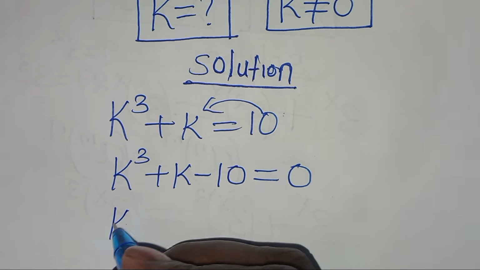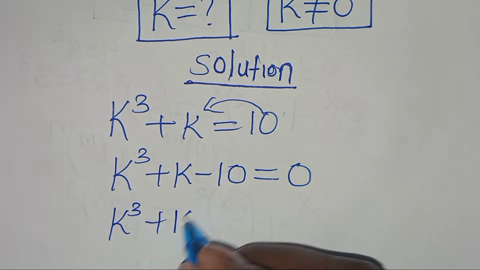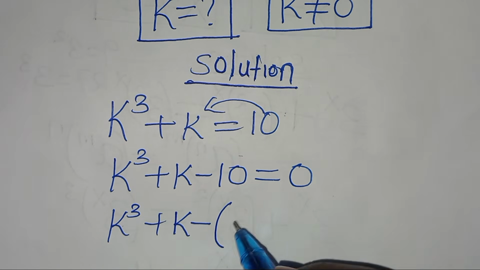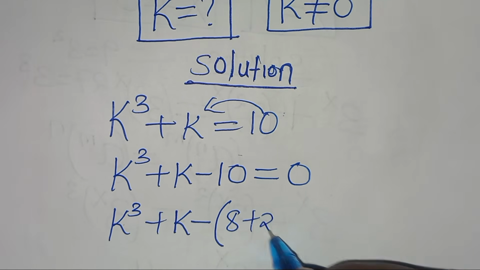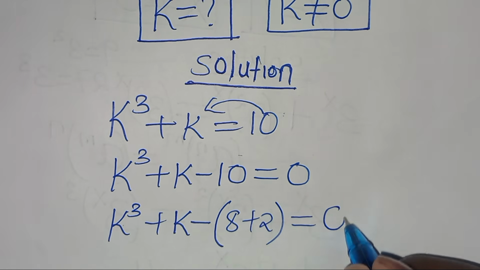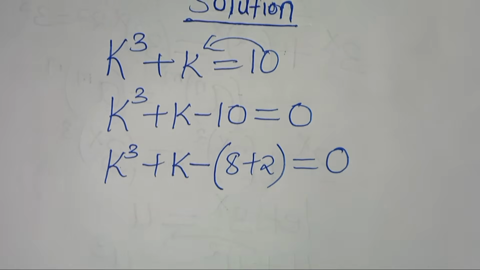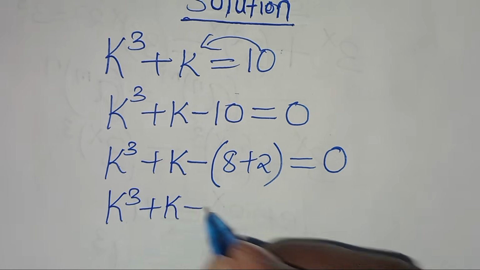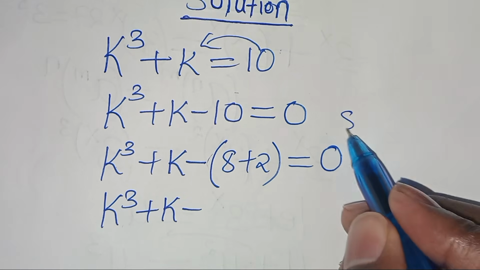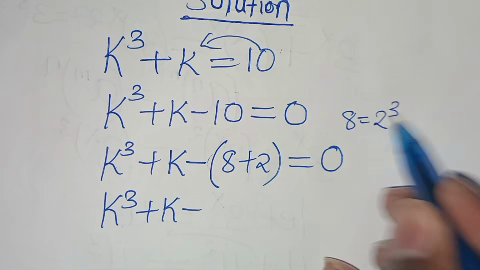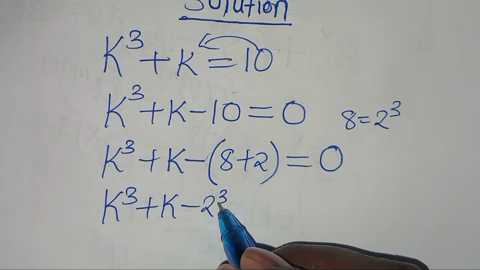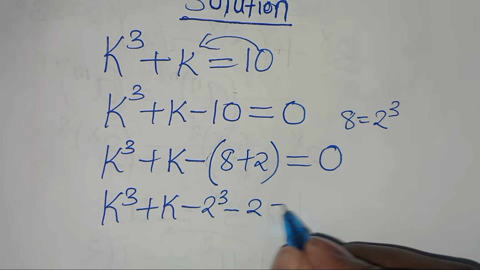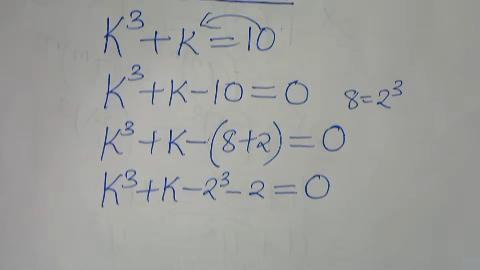Now we have k to the power of 3 plus k minus 10. We can express 10 as 8 plus 2. This is equal to 0. The next step is that we have k to the power of 3 plus k minus 8. We can express 8 as 2 to the power of 3. So we have 2 to the power of 3 from here, then minus times plus 2. This is minus 2. This is equal to 0.